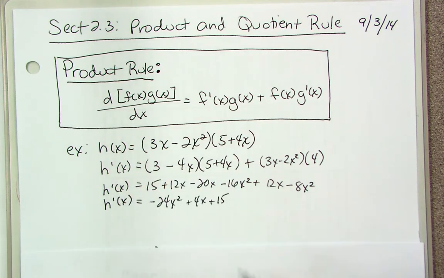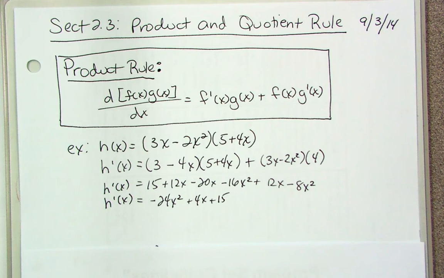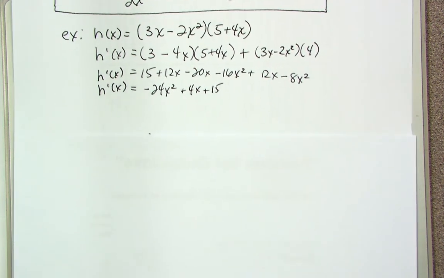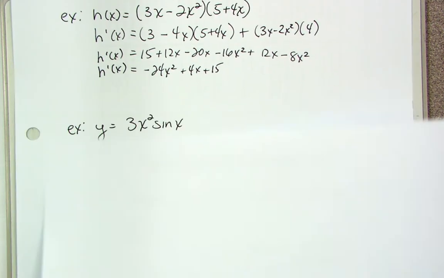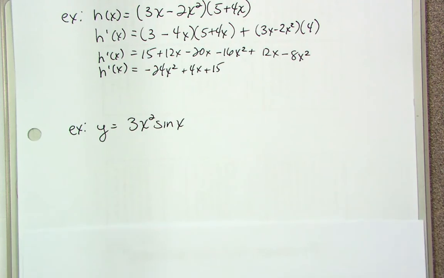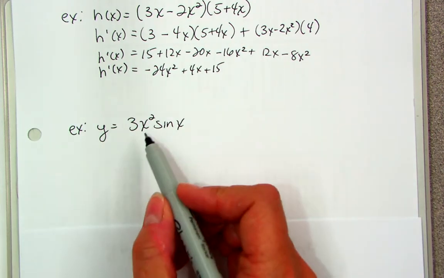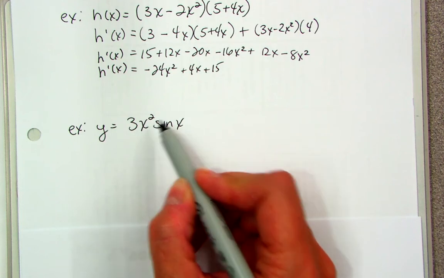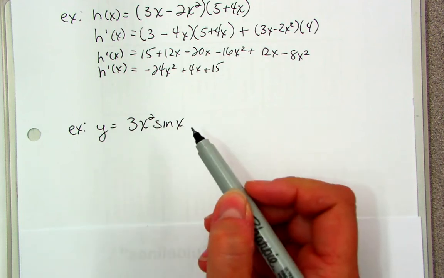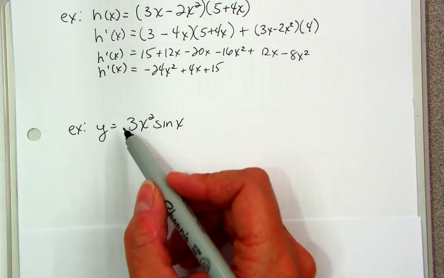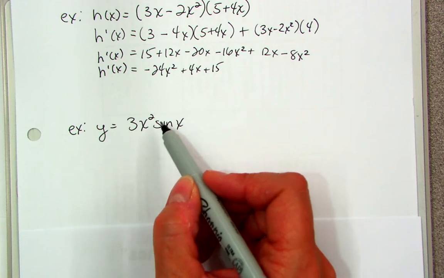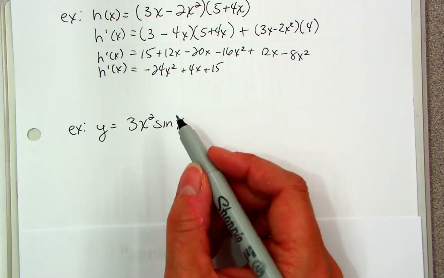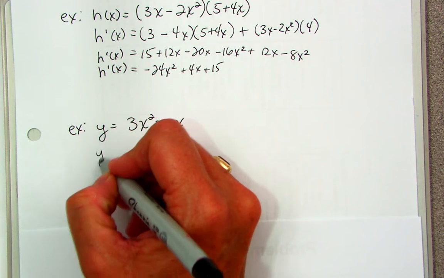I'm done. Let's try it again. I see 3x squared, that's the first one, times sine of x. Because we do not know how to take the derivative all at one time. We only know how to do the 3x squared or the sine x. So I'm going to use the product rule.